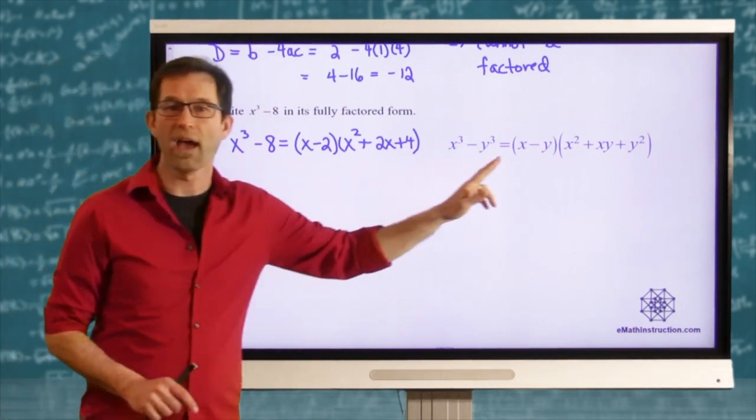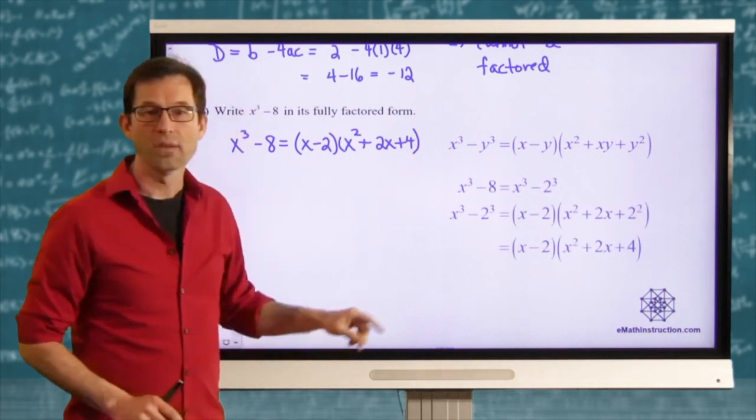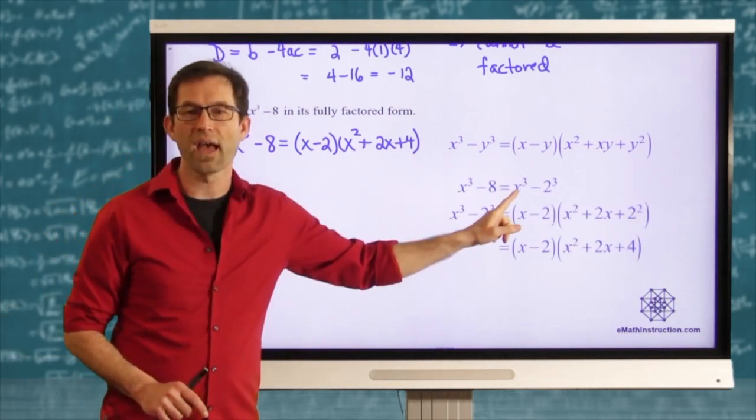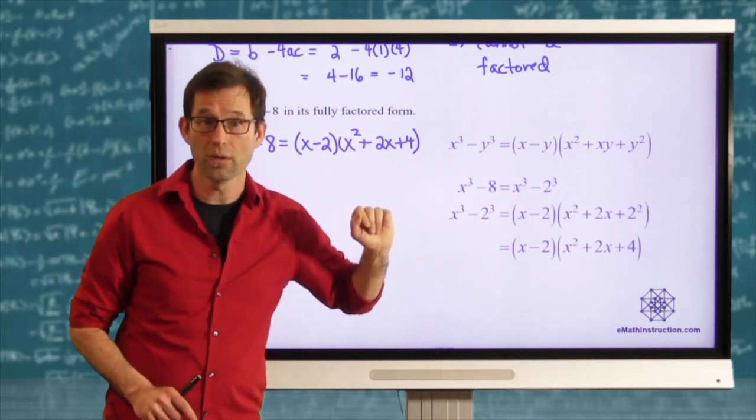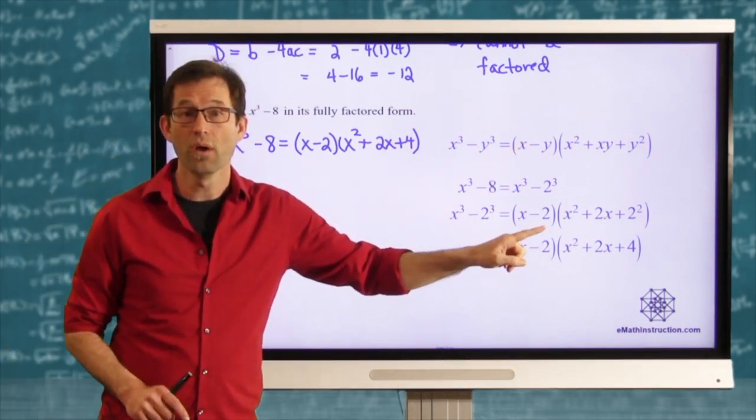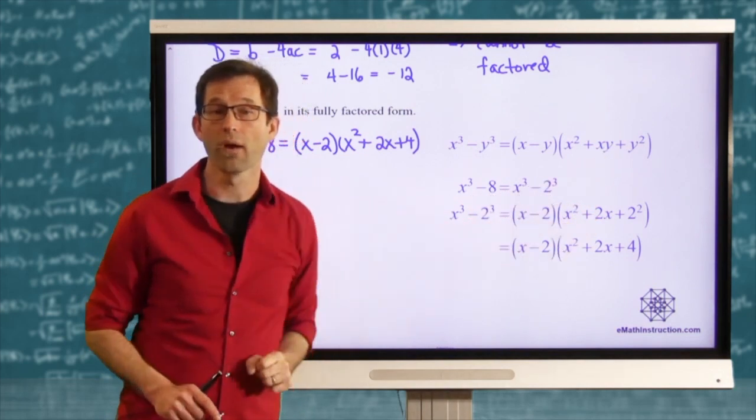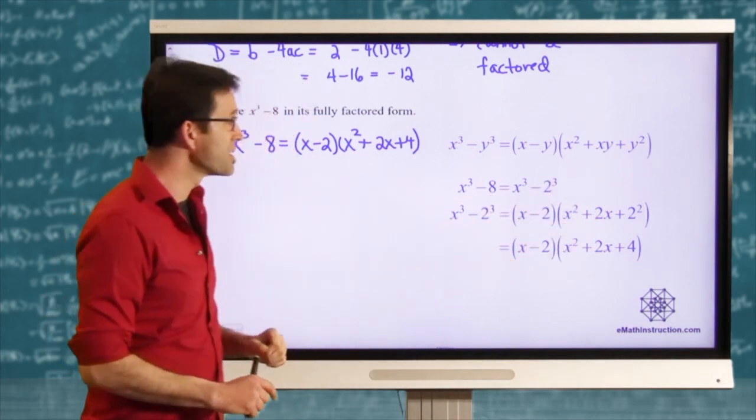And strangely enough, if you had this memorized, you could just write this right down, right? Because what you'd say is, oh, x cubed minus 8, that's x cubed minus 2 cubed, right? And then using this pattern, that would then be x minus 2 times x squared plus 2x plus 2 squared. And of course, that 2 squared is then the 4.